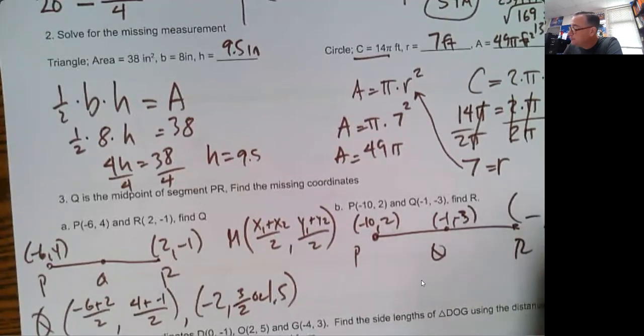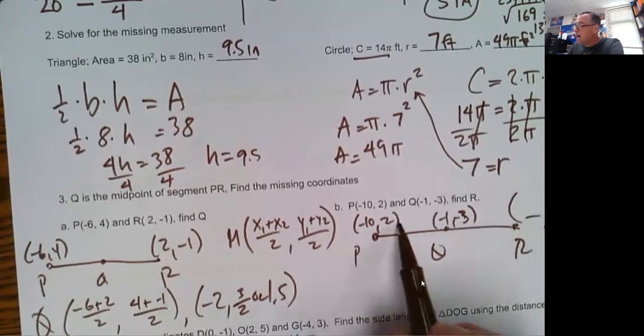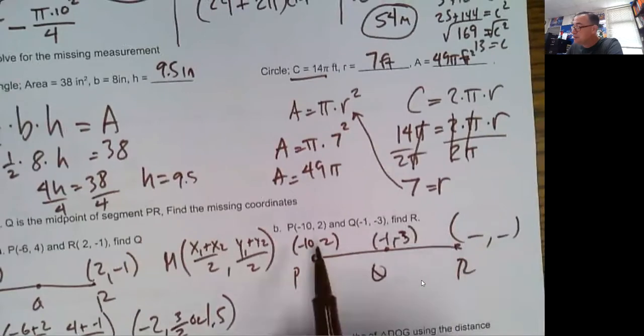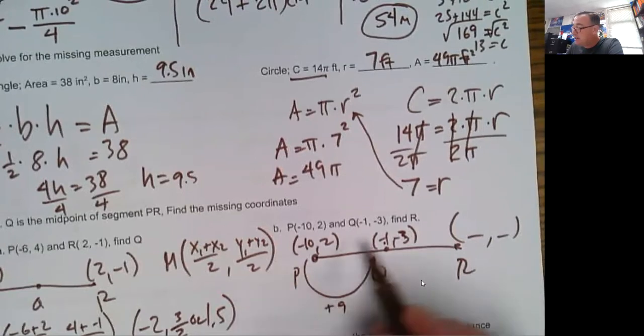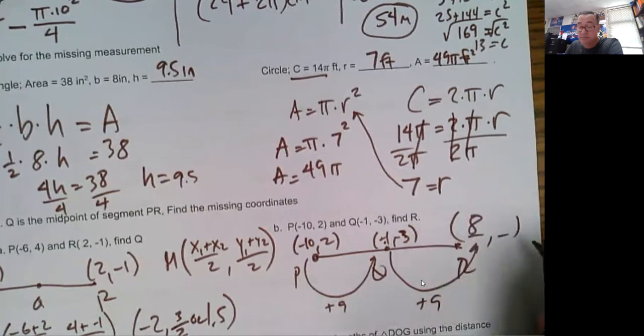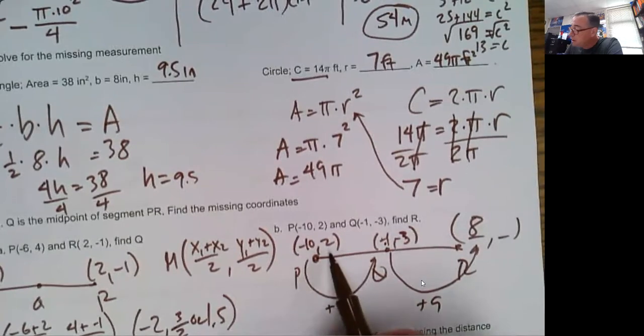Now, here's what I'll do, okay? I know that if this is the halfway point, then I'm going to figure out where this is going to be at. So -10 to -1, I have gone +9 to get there. I have to add 9 to get here. So if I do that same thing, -1 plus 9 is going to give me a +8 there. That is absolutely what this one's going to be. You do the same thing for your y values.